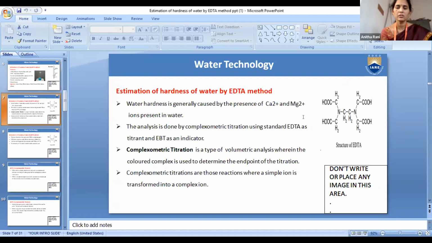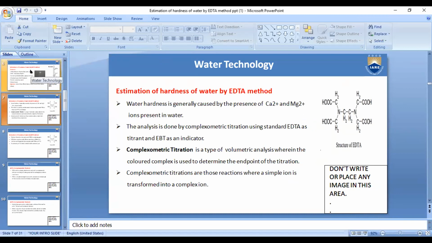All of you write the structure in your notebook first. Structure of EDTA, ethylene diamine tetraacetic acid. Everybody write down. Students, did you write? Okay, write the structure of EDTA.